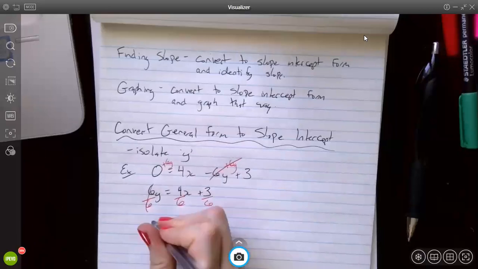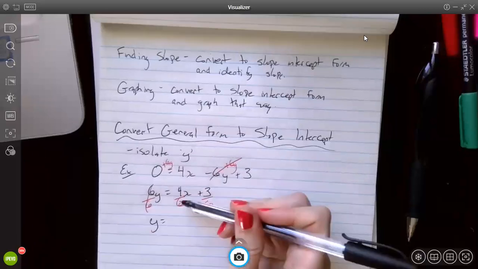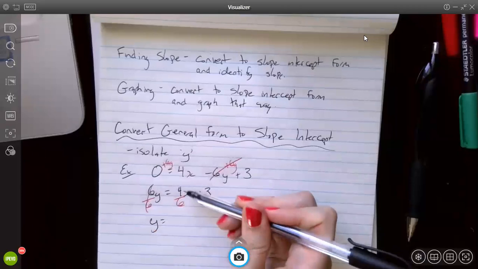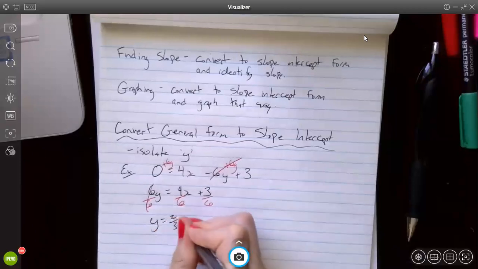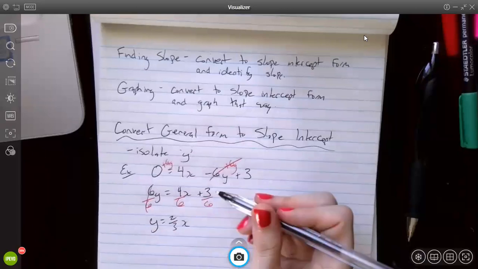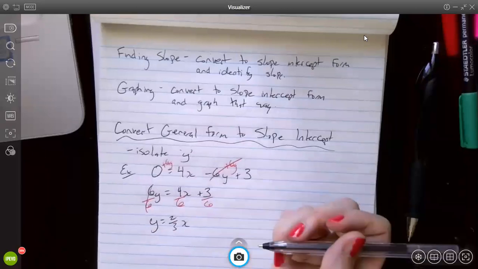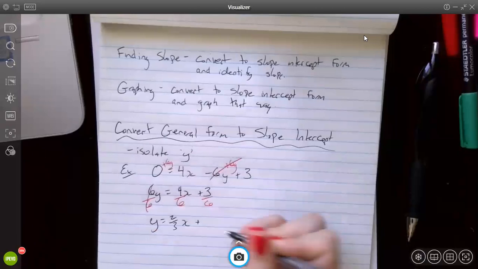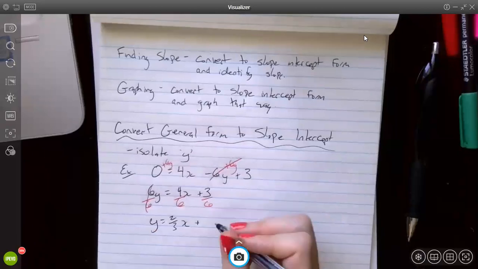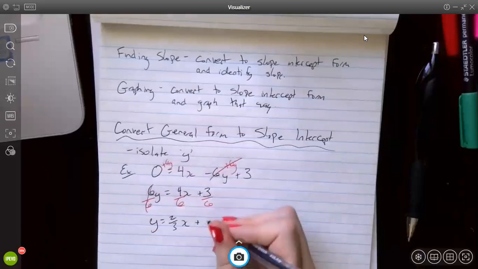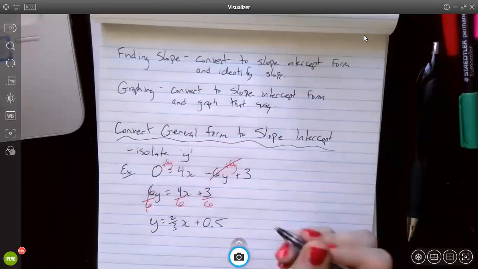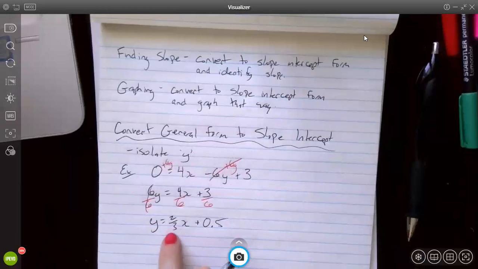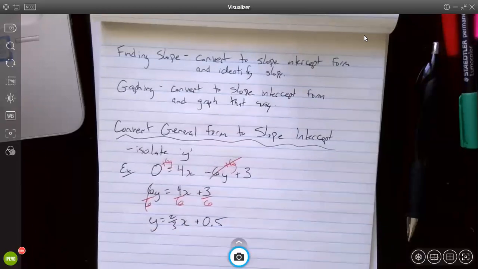That leaves me with y, and then 4 over 6 can be written in lowest terms as 2/3, so 2/3 x. And then 3 over 6 can be written as 1/2. Because it is the b value, you can choose to write it either as 1/2 or as 0.5. The only thing that has to stay as a fraction is our slope. Okay, but that would be it. That would be our final answer.